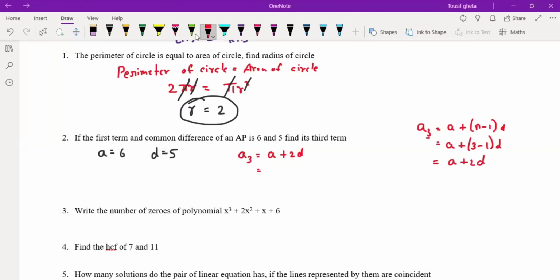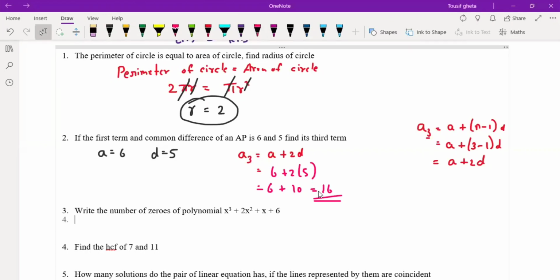Now let us substitute the values. So the a value, that is the first term, is 6 plus 2 of d. The common difference they gave is 5. So 6 plus, multiply first, 2 times 5 is 10, and our third term value is how much? 16. So these are a few of the MCQs which may appear in your board exam. Not with the same values, but with different values, similar kinds of questions may appear in our exam. Okay, so moving to the next one.